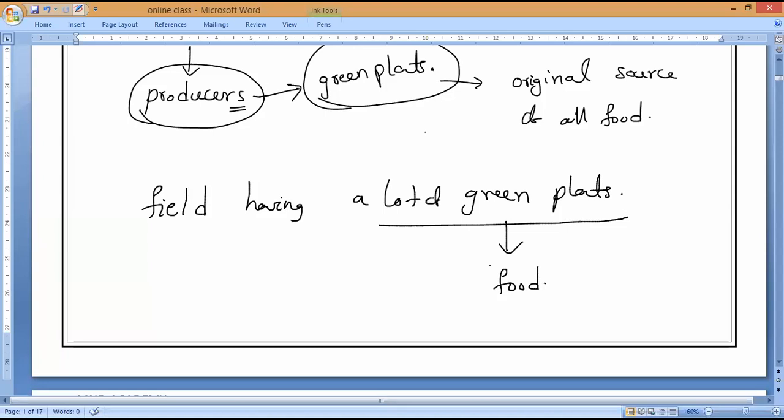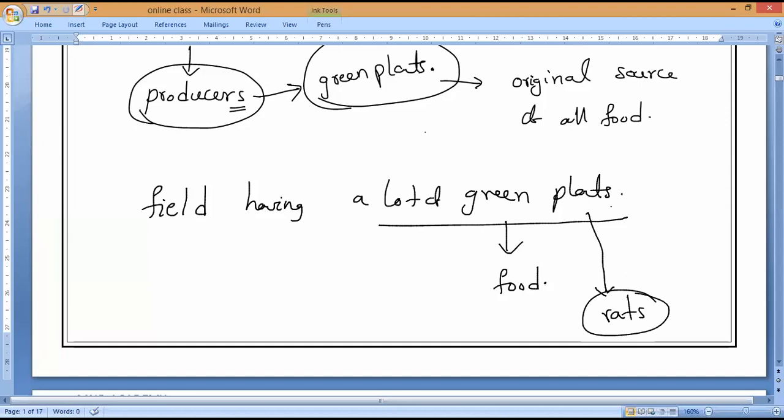Now, plants can be eaten by somebody in our field. If we go there, we won't allow the animals. But if we take, for example, rats, some green plants will be eaten by the rats. Is it yes or no, guys? Please respond. A rat is a herbivorous animal. Yes? So some plants will be eaten up by the rats.